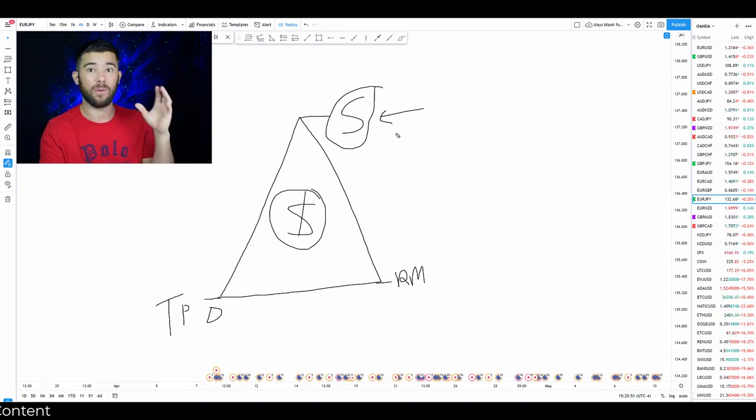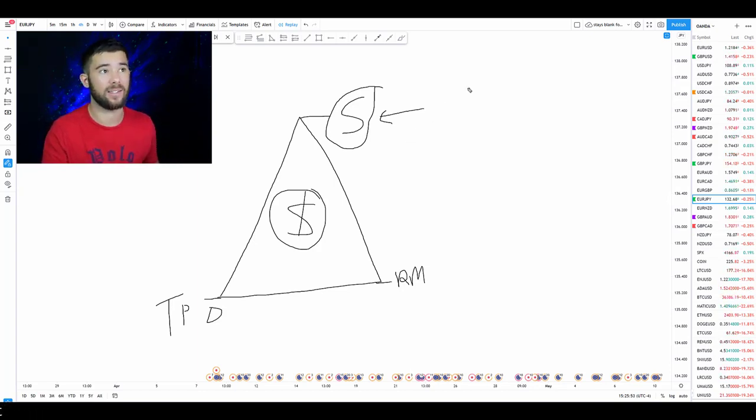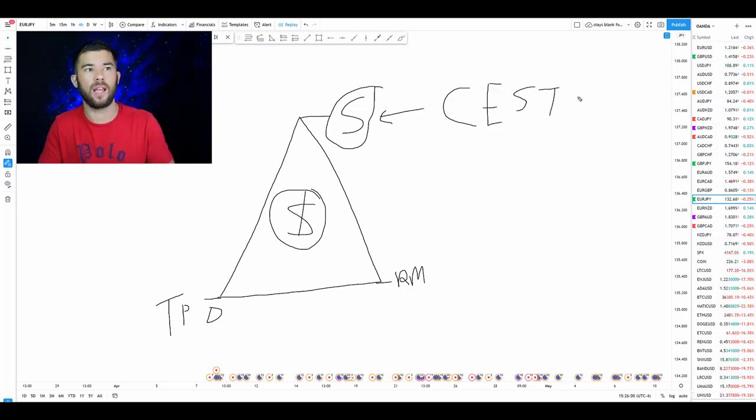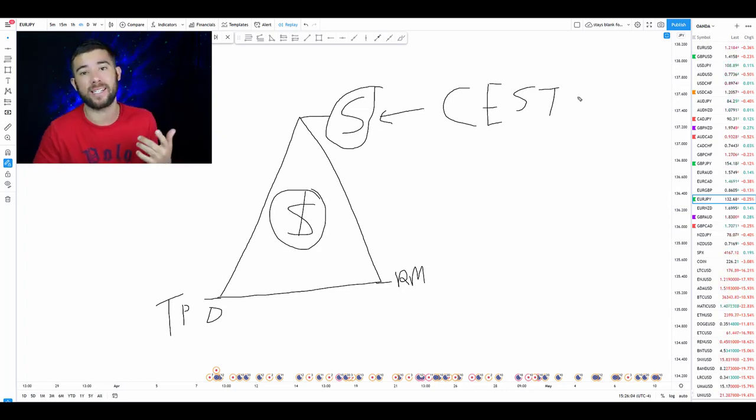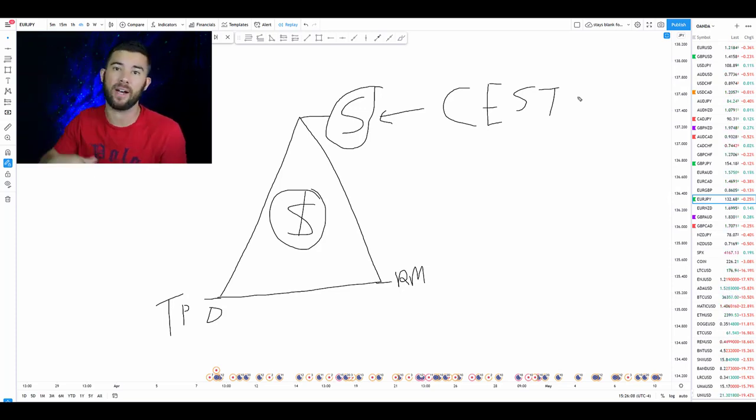And the way we create these rules that we can stay consistent to is through a process of CEST, which we all already know what stands for if you were with us for the rest of the video. C is conditions, E is entries, S is stops or your stop loss, where you're getting out if you're wrong, T is targets, where you're getting out if you are right.